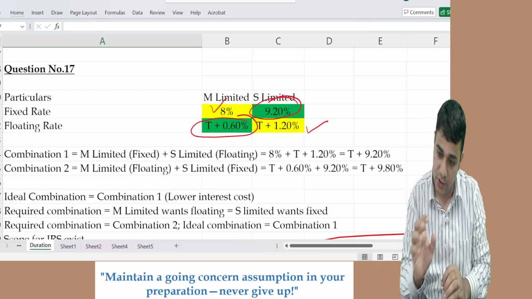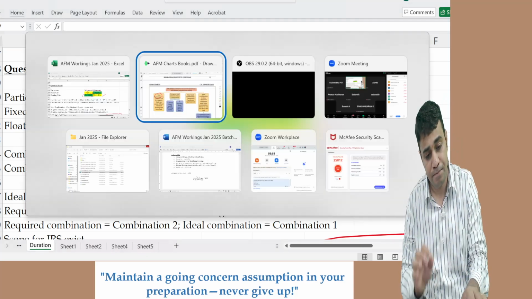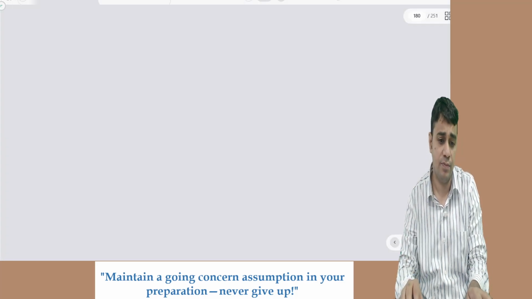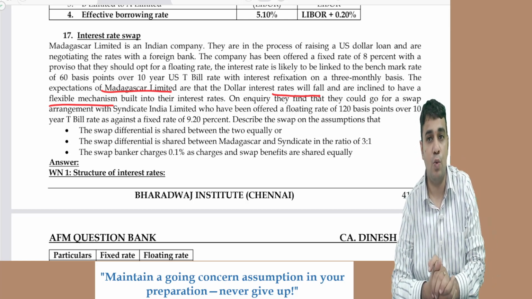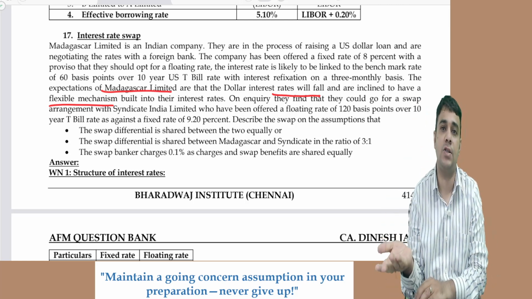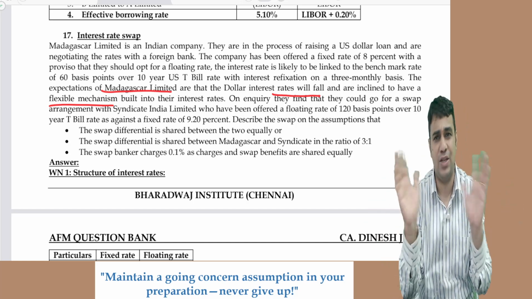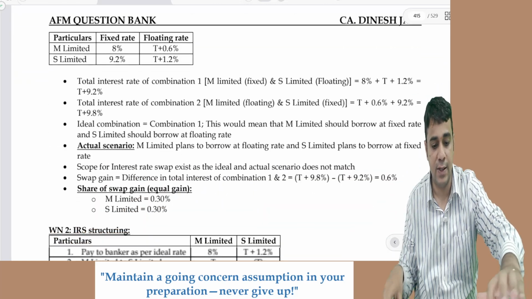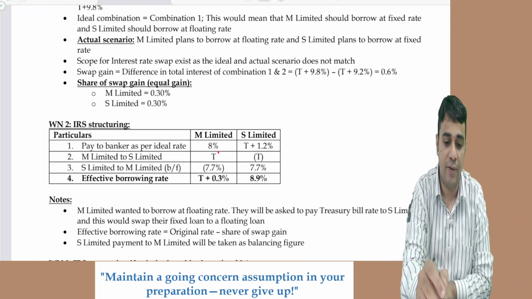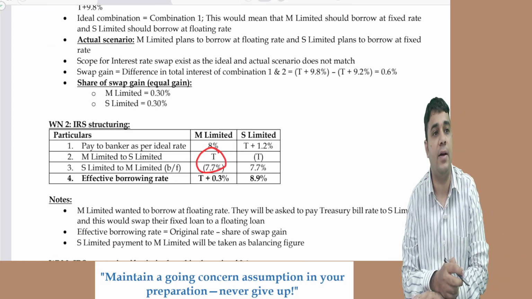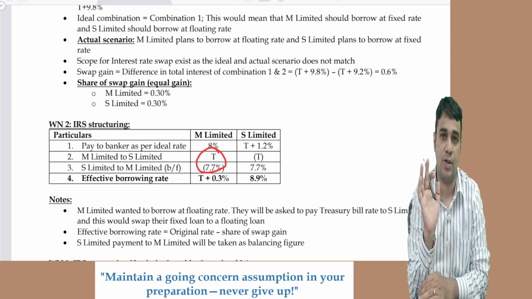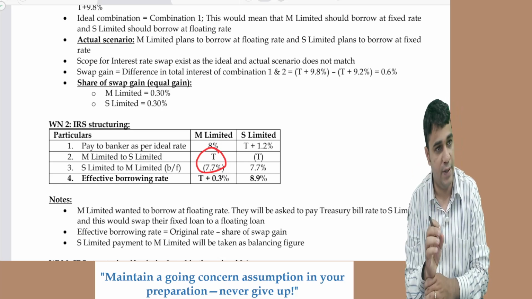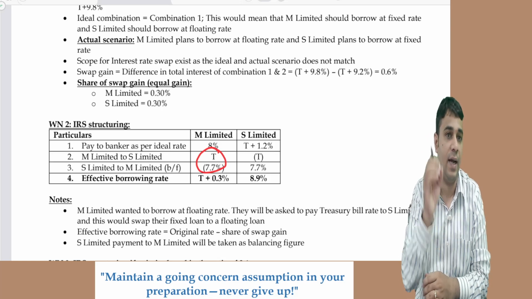Let's do the structuring again, where the ratio now is 3 is to 1, and we will start with company 2 first and company 1 later. Any combination, it doesn't really matter. If you see in the answer, I have written T and 7.7. I have not even written T plus 0.3 and 8. Whichever way you structure, as T and 7.7 or T plus 0.3 and 8, the final answer will match.